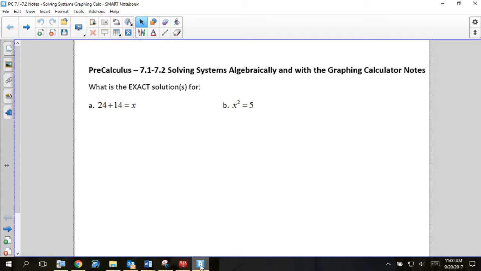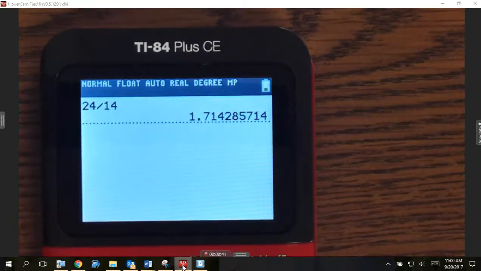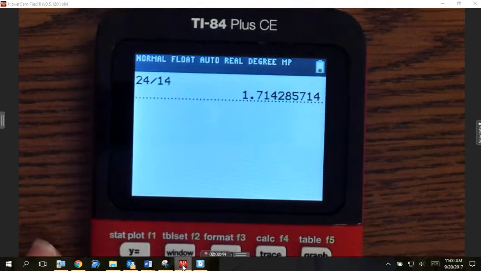24 divided by 14. Is that the exact solution? What does the calculator do after a bunch of decimals? It rounds it. And if you tell me, oh, it's like 1.7, is that the exact answer? It is not. When I ask for an exact answer, I want the exact answer, not an approximation. So if you type it in the calculator and round, then you are not giving me the exact answer. Okay? So how do we get the exact answer if when I type it in, it's a horrible decimal?